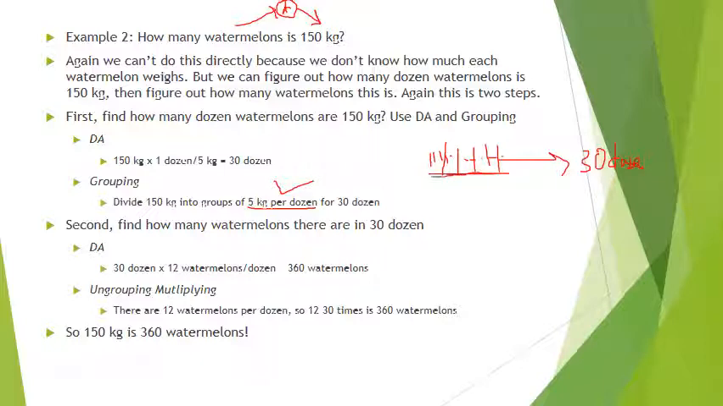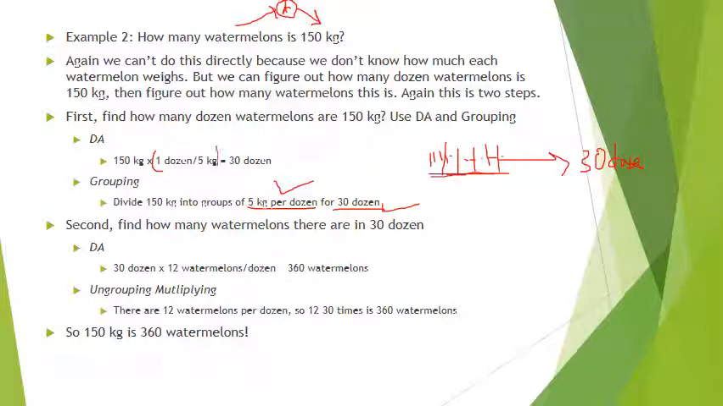So this is 150 things over here, and you divide it up into groups of 5. Try to understand that, because that's conceptual. What I'm doing is breaking 150 into groups of 5 kilograms per dozen. So I end up with 30 dozen.